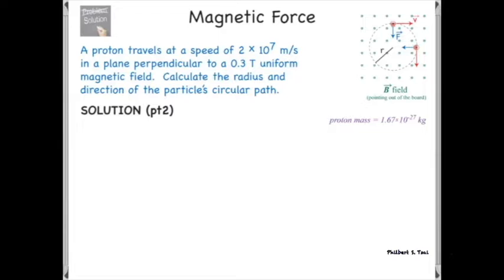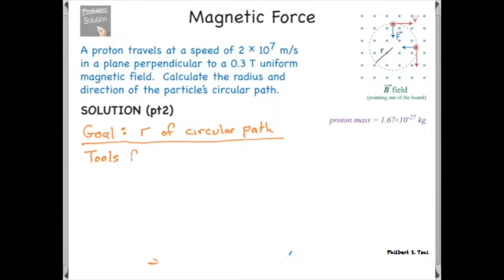Now that we have a pretty good sense of what's going to happen with this particle moving in a magnetic field, it's going to move in this clockwise circular path, we can go back and ask ourselves, what is the goal of what we are trying to solve here? In this case, the goal is to find the radius of the circular path. The next thing we can ask is, what tools do we have to help us deal with uniform circular motion, which is what we have here.